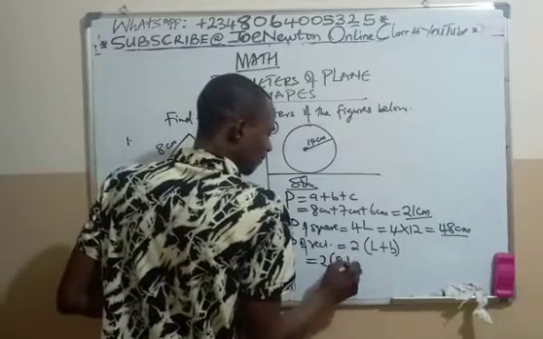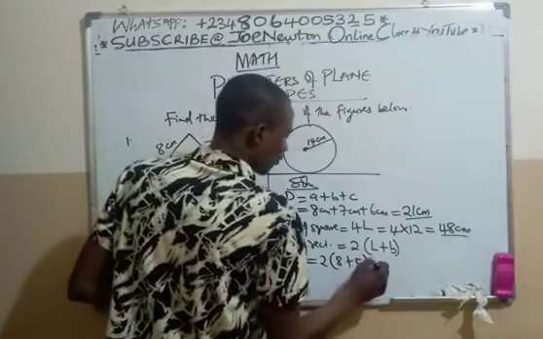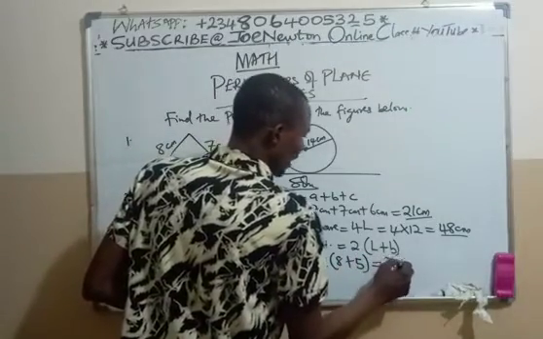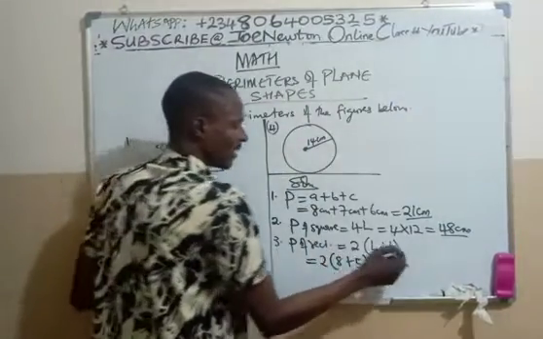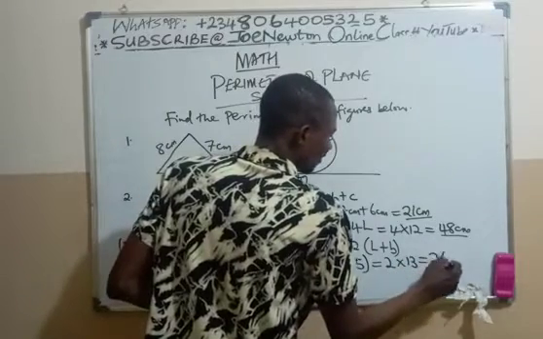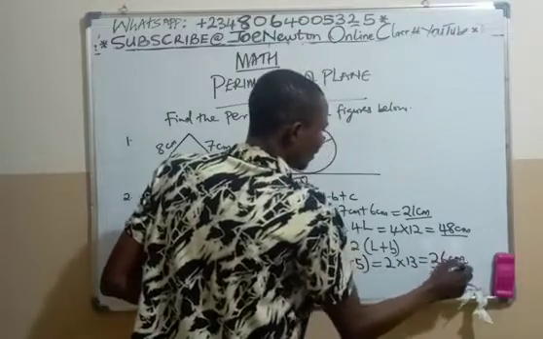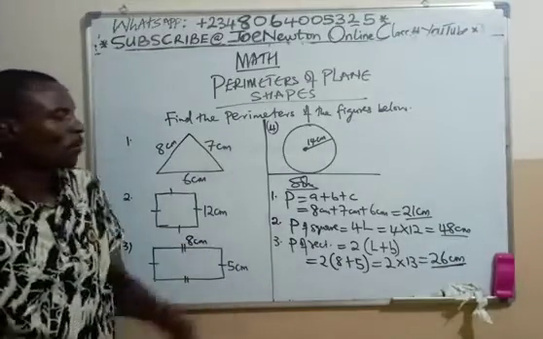So 2 bracket L plus B, which is equal to 2 bracket, our length is 8 cm, the longer side, plus our breadth is 5 cm, giving us 2 times, of course bracket means times, you have to work the bracket. 8 plus 5 is 13. 2 times 13 gives us 26 centimeter. That is it for number 3. Okay, we continue.